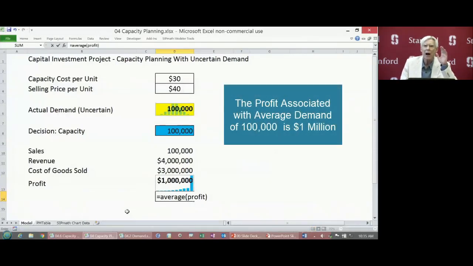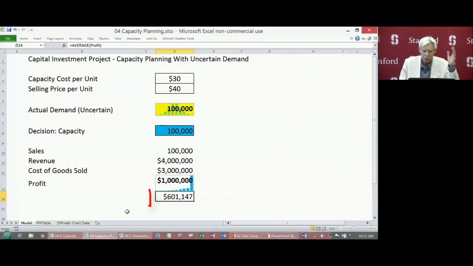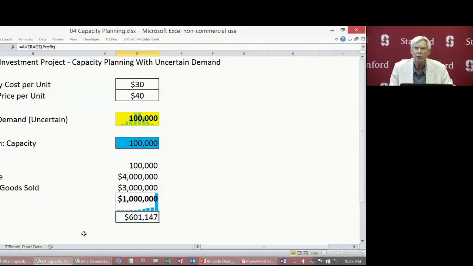The average profit has got to be less, right? Because it can either go down from $1 million or be at $1 million, but the average is something less than $1 million, but how much less? Oh my God, 600,000? So the profit of the average is $1 million. The average profit is 600,000. How do you run a business this way?